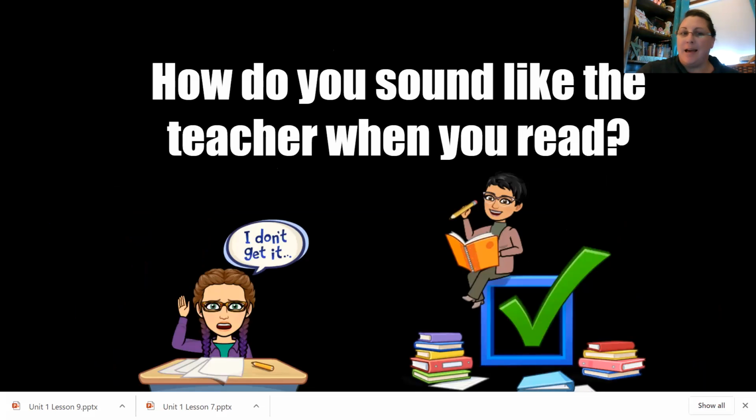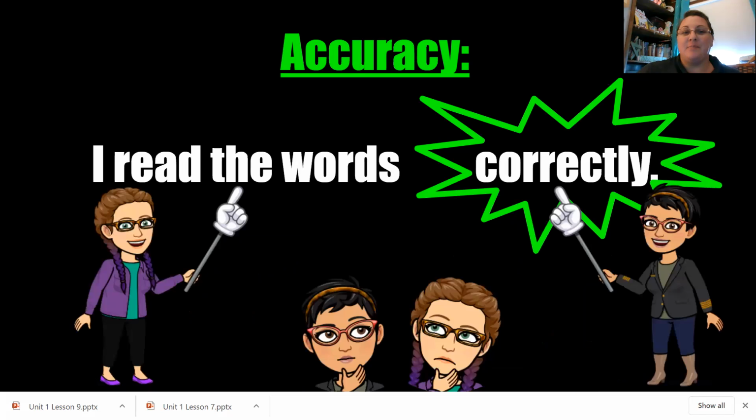This picture says, I don't get it. You know what? It's okay if you don't get it either. We'll work on it together. So the first thing is using accuracy. What's that word mean? That's a really big word for a kindergartner. It means that when we read the words correctly. So what does that look like?